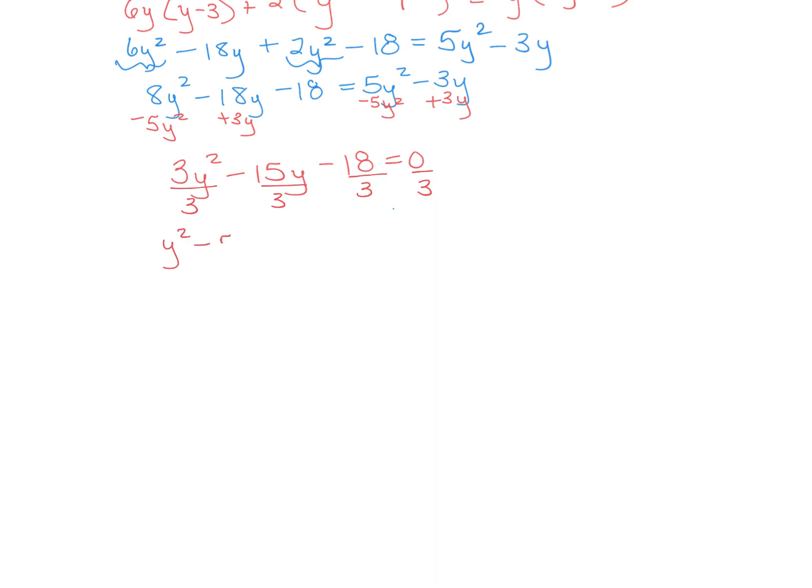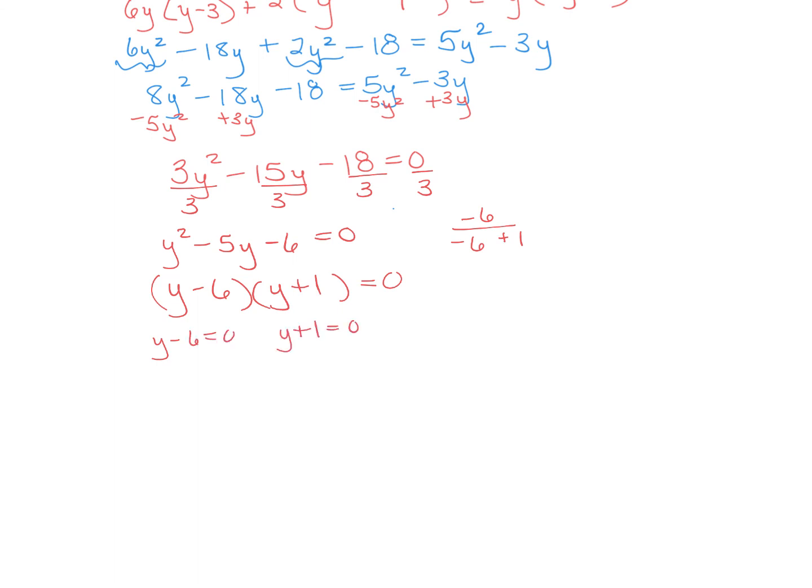Y squared minus 5y minus 6 equals 0. And this does factor. It multiplies to negative 6. Negative 6 and positive 1 will work here. And then setting each factor equal to 0, we get y equals 6 and y equals negative 1. And neither of these were our excluded values, which were 0, 3, and negative 3. That concludes this video of rational equations.